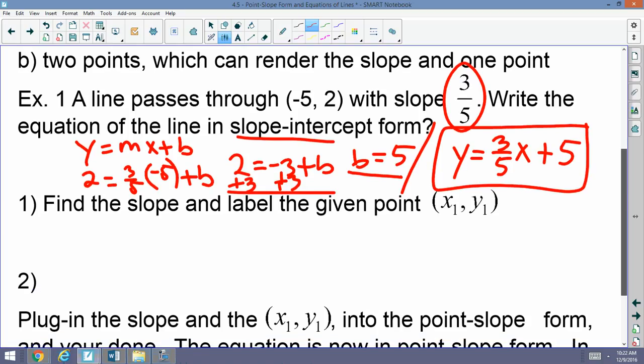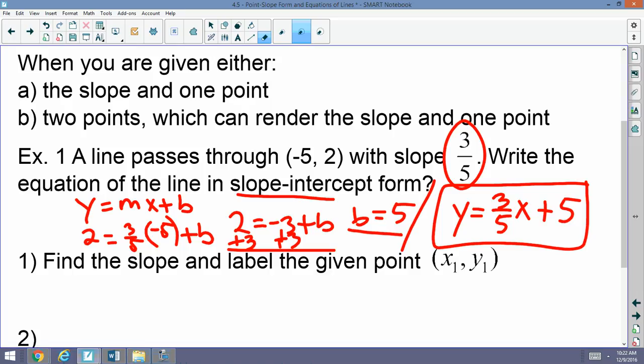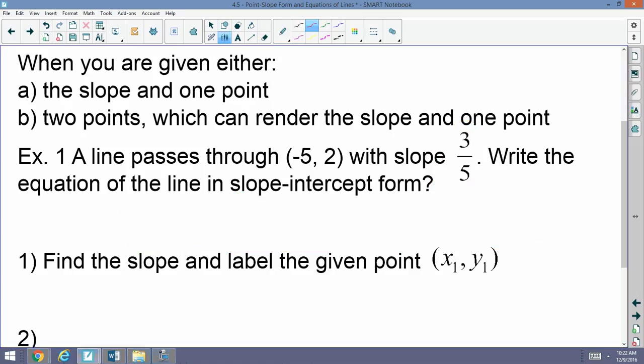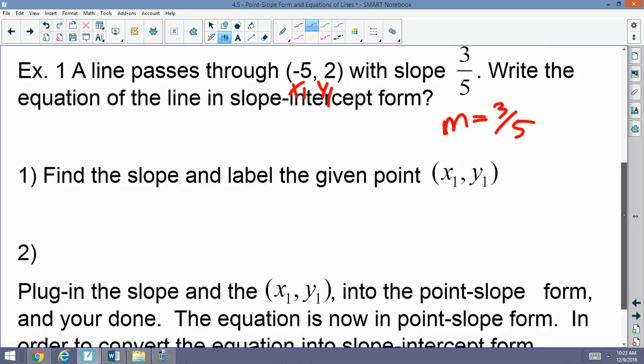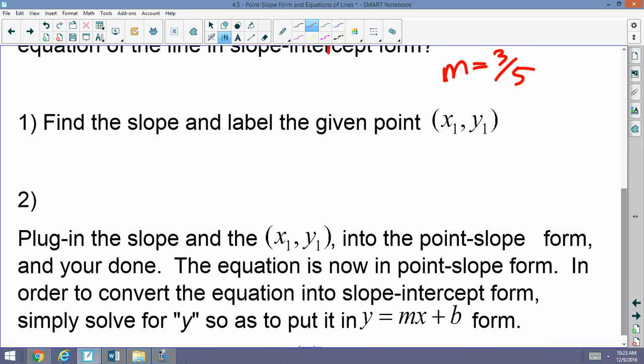My method: find the slope and label the given x1, y1. So I'm going to erase this part, okay, guys? Thank you. So my method, or the point slope form method rather, it's not my method, I didn't invent it. Find the slope and label the given point x1, y1. So that's x1, that's y1, and m is my slope. They gave it to me, we're all good. Now, step 2: plug in the slope and the x1, y1 into the point slope form. And you're done. The equation is now in point slope form.